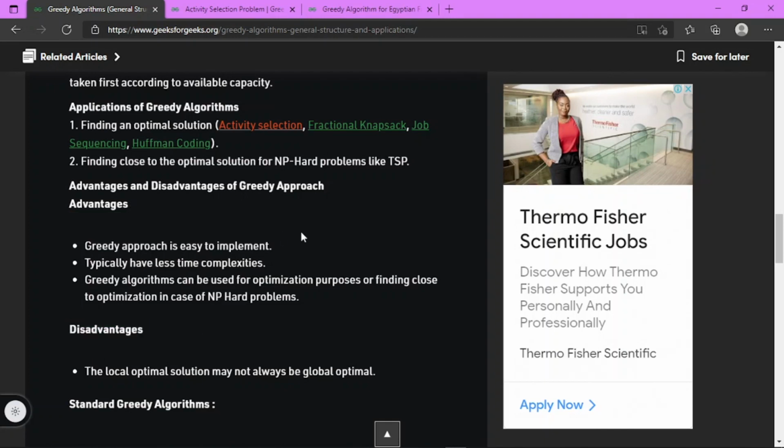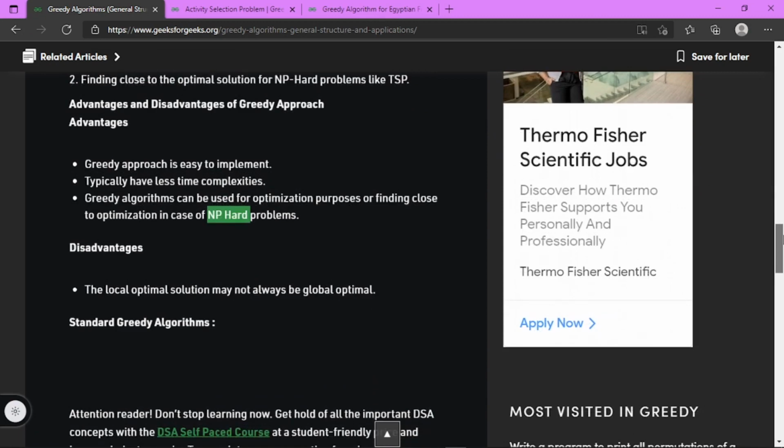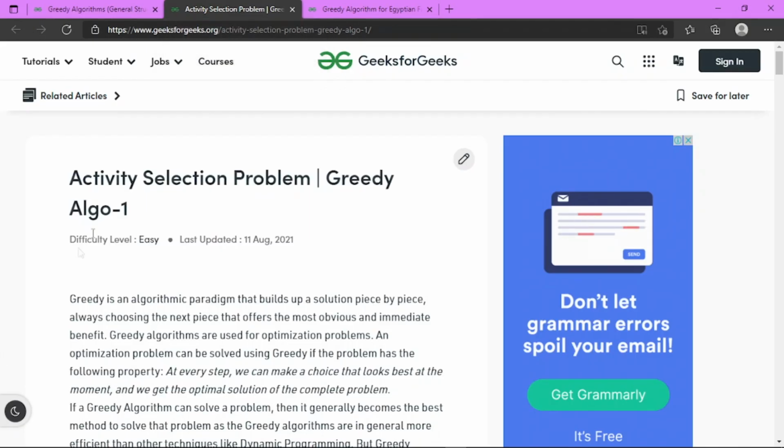So the greedy approach is easy to implement, typically has less time complexity, and can be used for optimization or for finding close to optimal solutions in case of NP-hard problems. NP-hard problems are basically those problems that cannot be solved in polynomial time. In a blunt way, I have explained what NP-hard is. One disadvantage is that the local optimal solution may not always be the global optimal. So let's hop into the activity selection problem, which we will solve with the greedy algorithm.